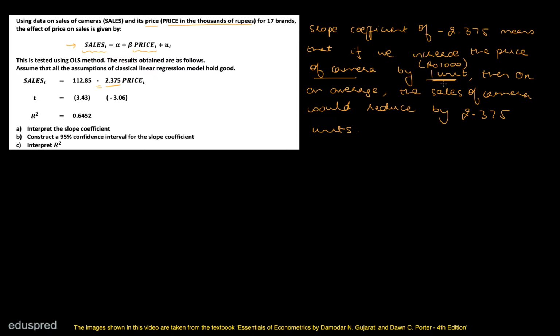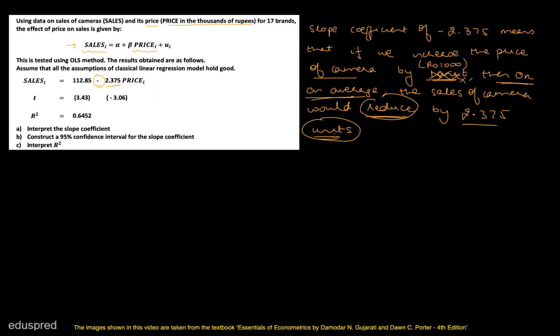So instead of 1 unit over here, I can actually write if we increase the price of camera by rupees 1000, then on an average, this is the second thing that I want you to note, that the interpretations are going to be on an average basis, the sales of camera would reduce. Why are the sales of camera going down in this case? Well, because you have a negative sign over here. This is another thing that I want you to be really careful about, that do take a look at the sign of the coefficients. Don't forget to take a look at this sign in a hurry. Because the sign over here is negative, that's why the sales of camera would reduce by 2.375 units.